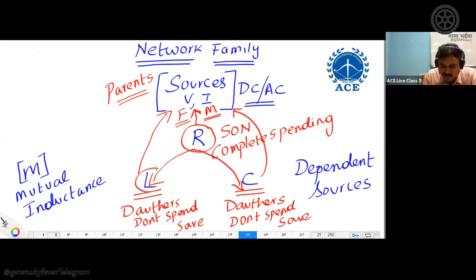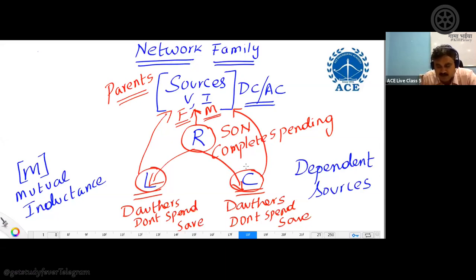L and C, what will happen? They will never spend, right? Some other R from a different family will come and spend on them. Correct or not? Nowadays that thing only is happening. L and C don't spend, but some R from another family will come and spend. So they are happy only.